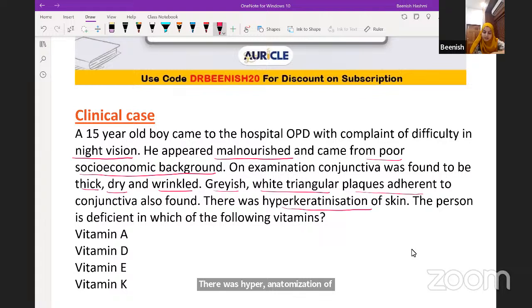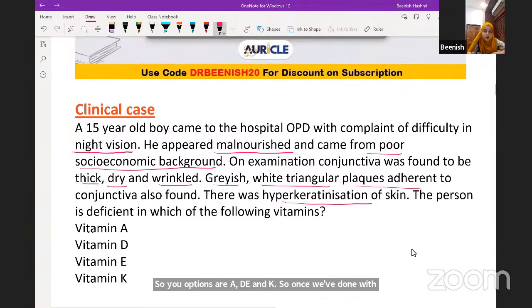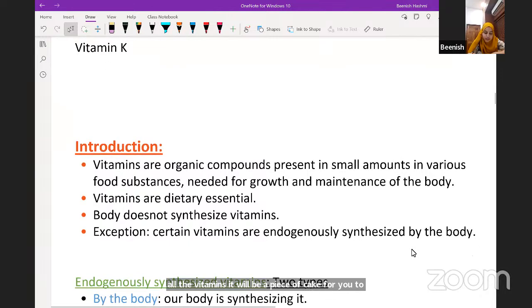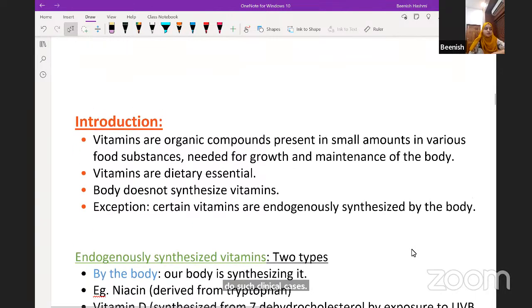Okay, too many symptoms given. The person is deficient in which of the following vitamins? Your options are A, D, E, and K. Once we've done with all the vitamins, it will be a piece of cake for you to do such clinical cases. Okay, so let's begin with the introduction of vitamins.